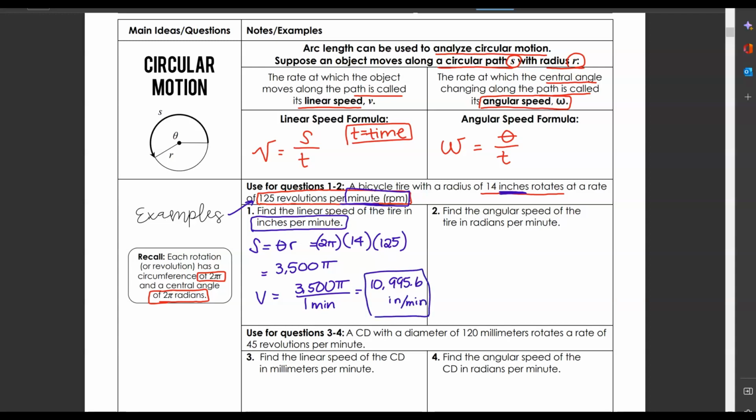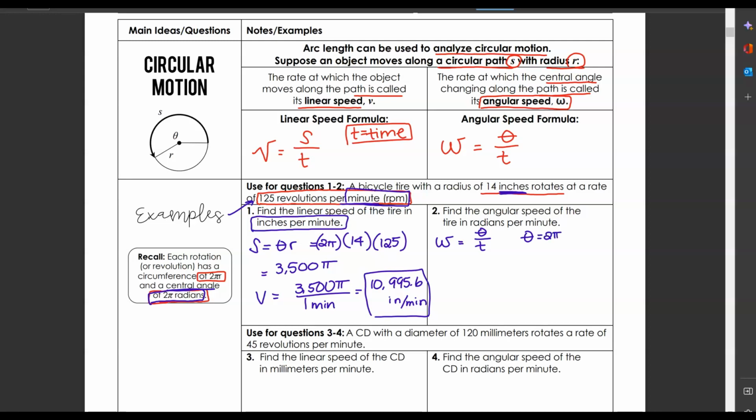Okay. All right, let's look at the next one, number 2. Find the angular speed of the tire in radians per minute. So our angular speed is given by omega, and we're going to have theta over t. But remember that theta is our central angle, and we don't know what theta is yet. So come back over here. Notice that our central angle is 2 pi radians.